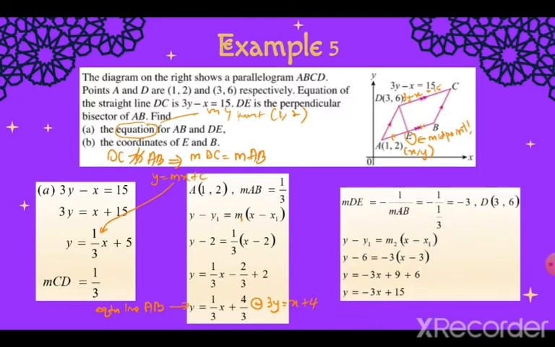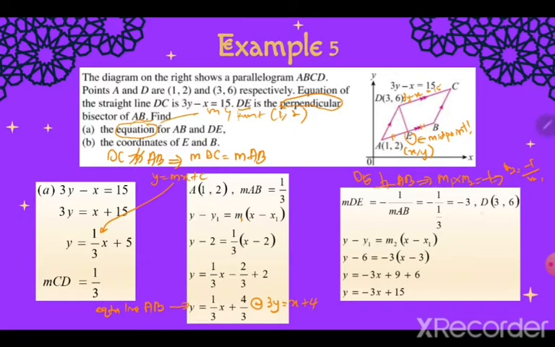So the gradient of DE is equal to... oh, I forgot. DE is perpendicular to AB, it is stated here. So we can use m1 times m2 equals -1, or m2 equals -1 over m1. Since DE is perpendicular, the gradient of DE is -1 over m_AB. Substituting the values, the gradient of DE is -3.